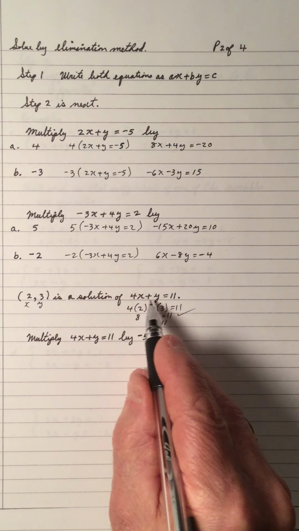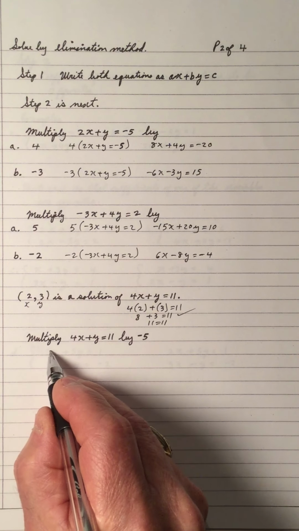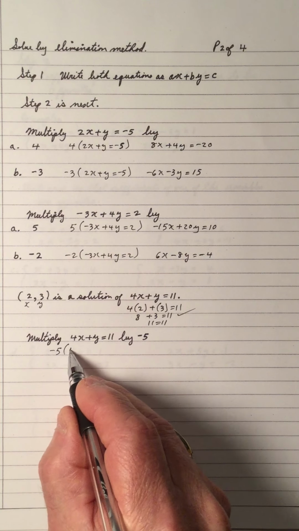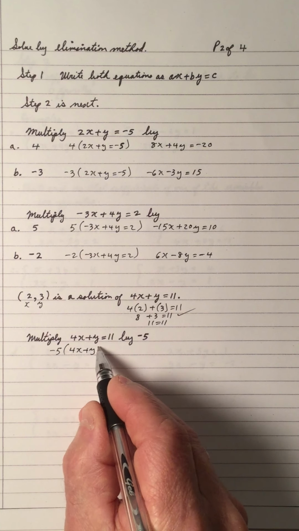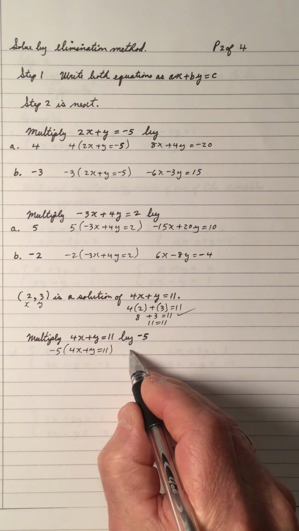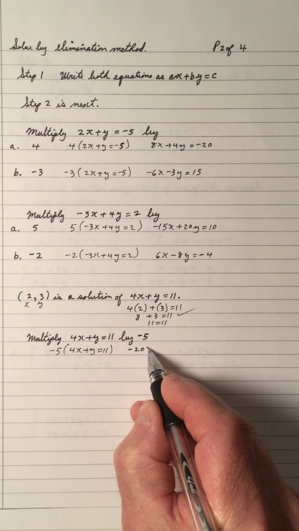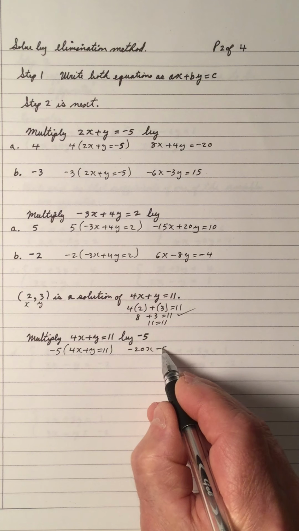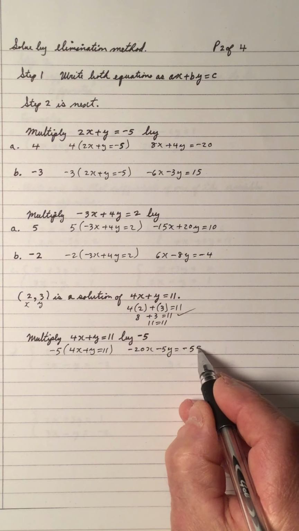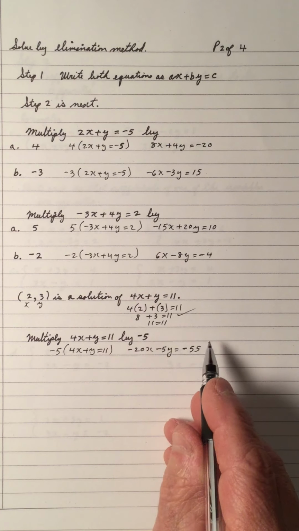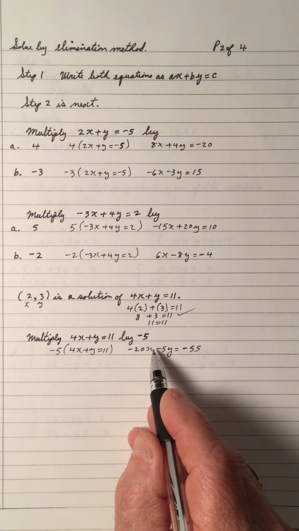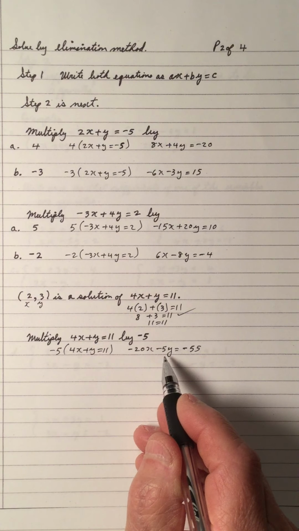So let's take this same equation and multiply it by negative 5. So that's the equation there, same as this one. If I multiply it by negative 5, so write it down. So here I go. Negative 5 times 4x, negative 20x. Negative 5 times y, negative 5y. Negative 5 times 11 is negative 55. So this new equation is the same as this one in that they represent the same line if I graph them.